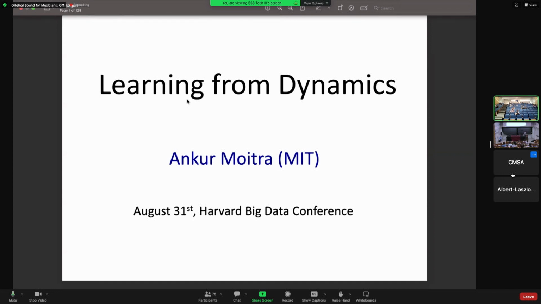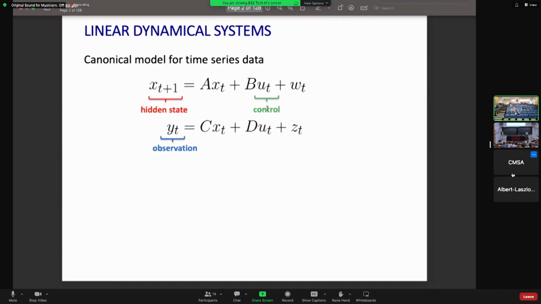So I'll be talking about learning from dynamics. And my main focus in this talk will be on giving you new, exciting algorithms for learning linear dynamical systems. But first, before I get there, I want to explain what a linear dynamical system is. Then I want to explain all of the wide-ranging applications they have, and then we'll dig into the learning problem.